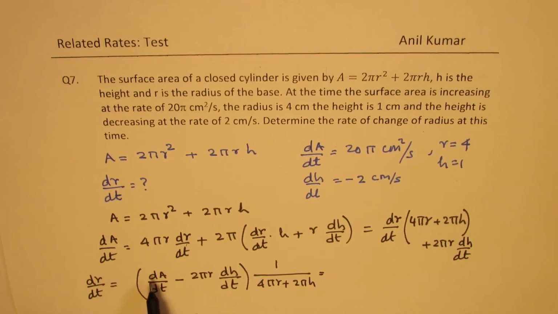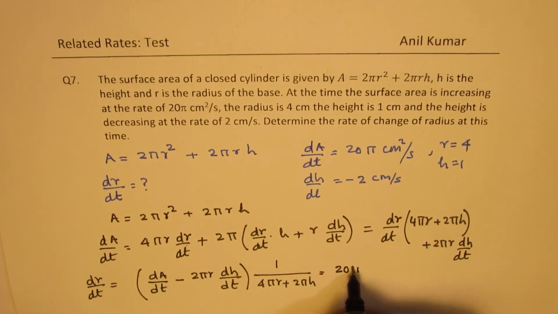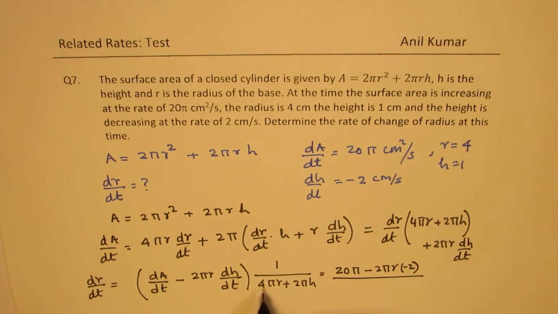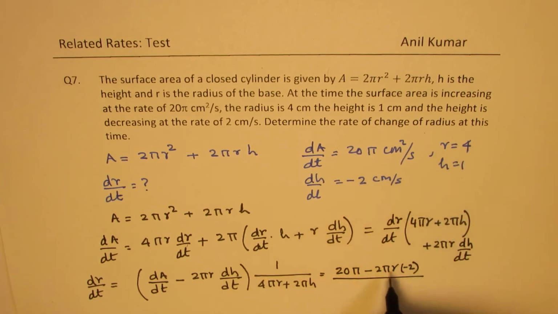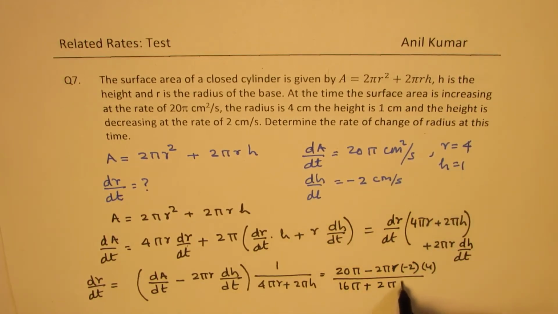Let's see the values. So dA/dt is given to us as 20 pi. So we have 20 pi minus 2 pi r dh/dt, where dh/dt is minus 2, so minus 2, divided by 4 pi r. r is given to us as 4. I should have written 4 here for r also. So r is given to us as 4. So 4 times 4 is 16 pi plus 2 pi times h, and h is given to us as 1, right? So times 1. So that's what we have.